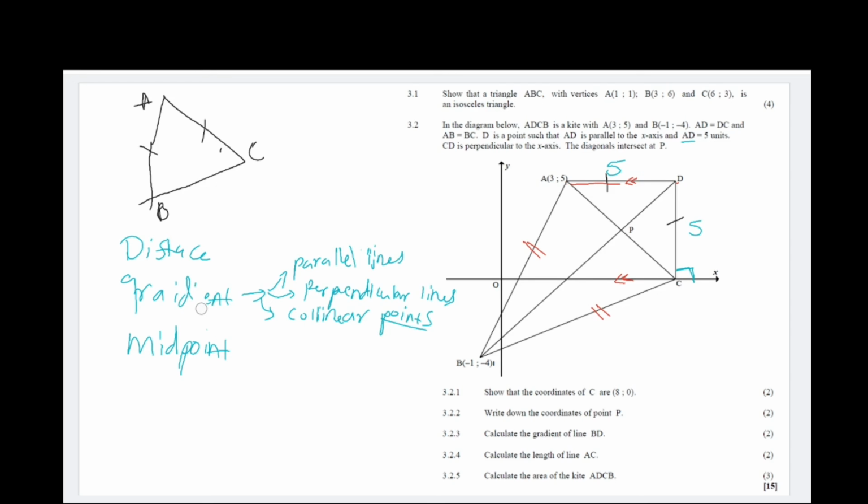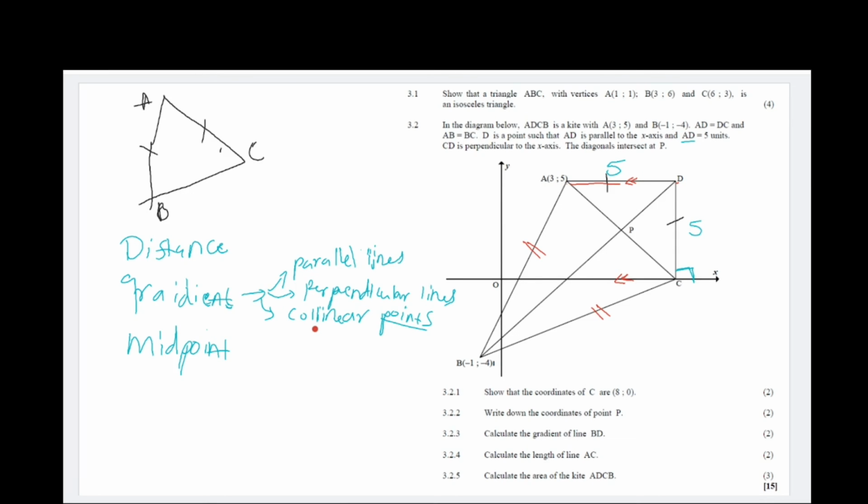My handwriting is very weird on this platform, so please bear with me. This is gradient. But in general, these are the main concepts of analytical geometry: distance, gradient, and midpoint. All the questions in analytical geometry will be running around these three things. Calculating the distance between 2 points, finding the gradient between 2 points, finding the midpoint between 2 points. Parallel lines: if lines are parallel, then their gradients are equal. Perpendicular lines: if two lines are perpendicular, then the product of their gradients is equal to -1.